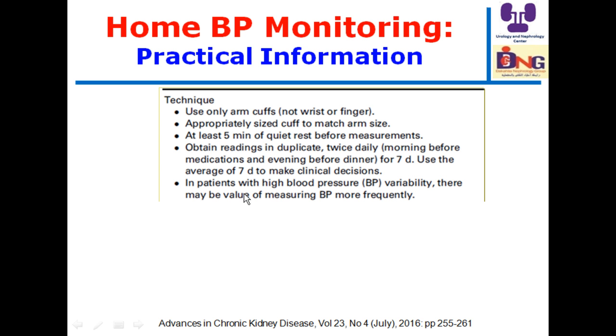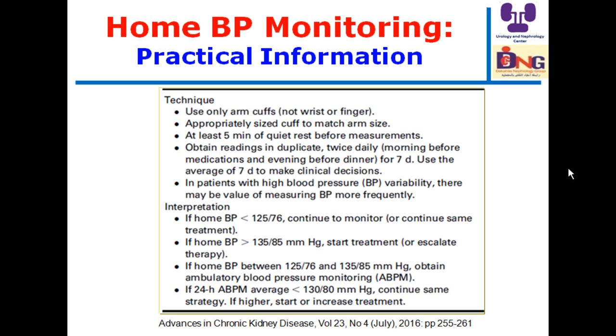In patients with high blood pressure variability, there may be value in measuring blood pressure more frequently than advised here. So this is the technique. Regarding interpretation, we should know that if home blood pressure is less than 125 by 76, the advice is to continue to monitor.